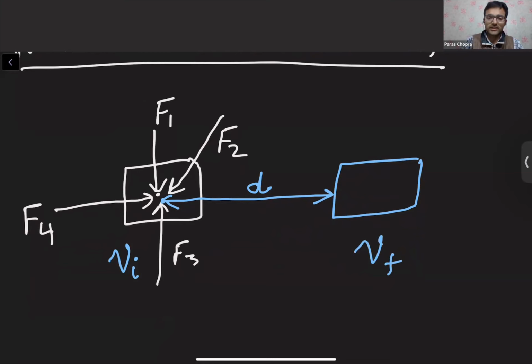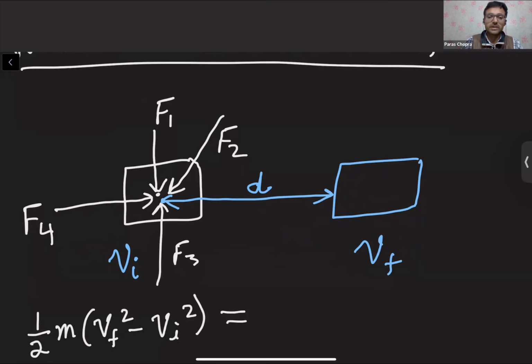So the work energy theorem says that change in kinetic energy, which is 1/2 m (vf square minus vi square), will be equal to the work done by all the forces. So all the forces is the important term. You will not consider any single force while calculating the work done, but you will calculate the work done by all the forces.